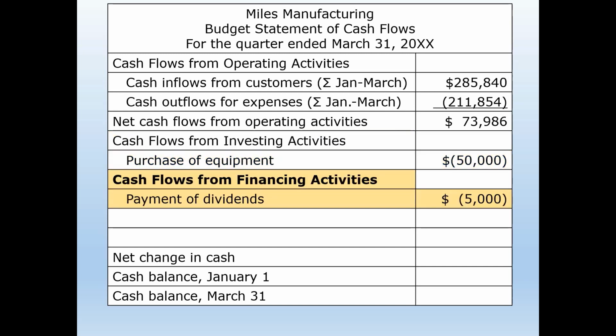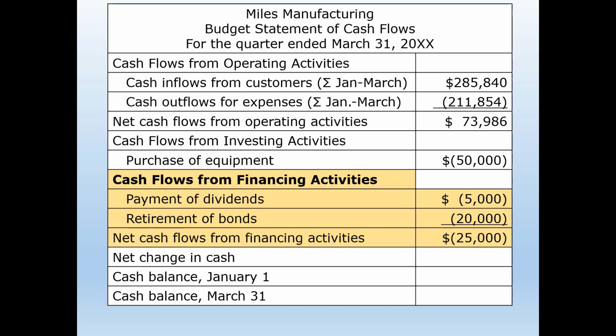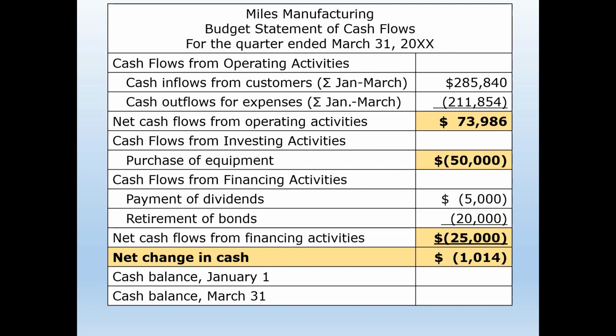Under financing activities, the firm expects to pay $5,000 of dividends and to redeem $20,000 of bonds. Add those up to find the total expected cash outflows for financing activities. Now, we take the net cash flows from operating activities, subtract out the cash to buy the equipment, and subtract out the cash to pay the dividends and retire the bonds, and that tells us that the firm's cash is going to decrease by a little more than $1,000 during the period.